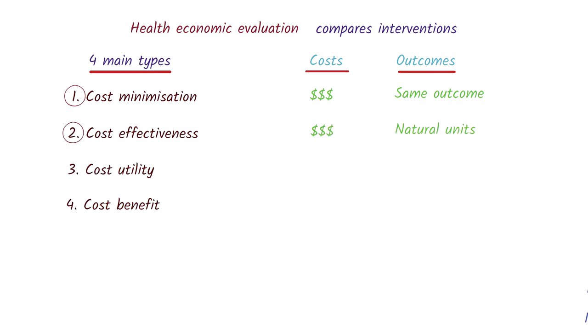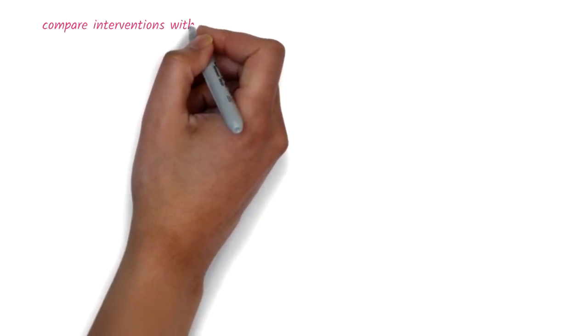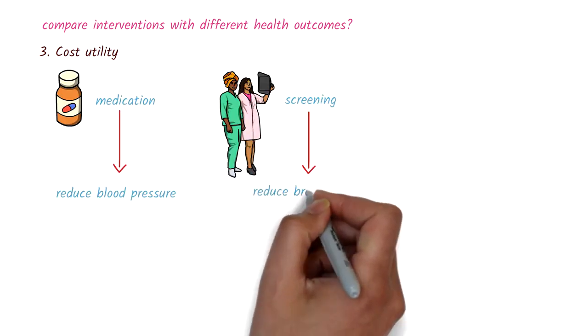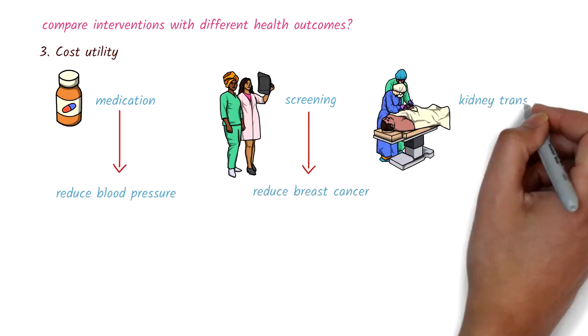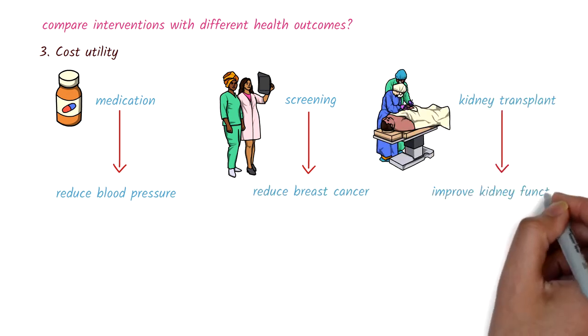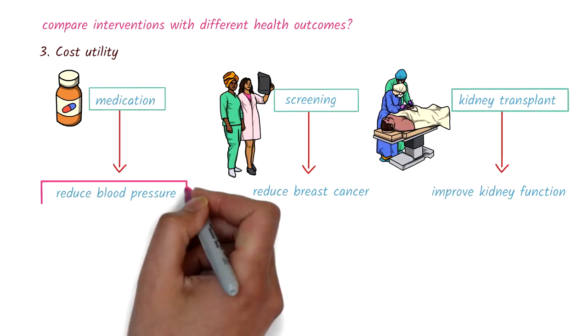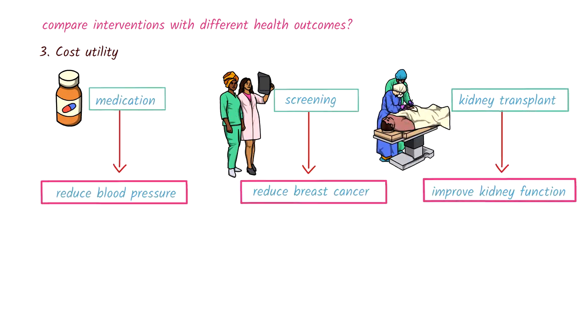But what do we do if we want to compare interventions that have different health outcomes? For this, we use a type of economic analysis called a cost-utility analysis. Let's have a look. Say we want to compare between drug therapy to reduce high blood pressure, breast screening to reduce the number of breast cancer cases, and a kidney transplant for end-stage kidney disease to improve kidney function. These are different health interventions that have different health outcomes.